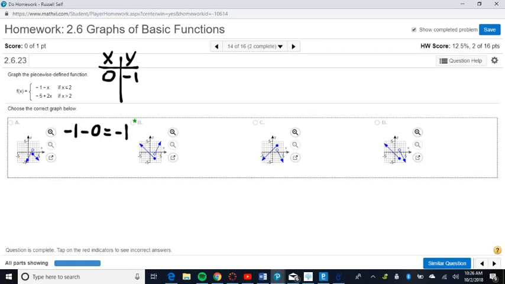Okay? So remember that if you graph that, it means you don't go right or left any, but you go down 1. Right? So that's that point right there. So any graph that includes that point is a possibility.